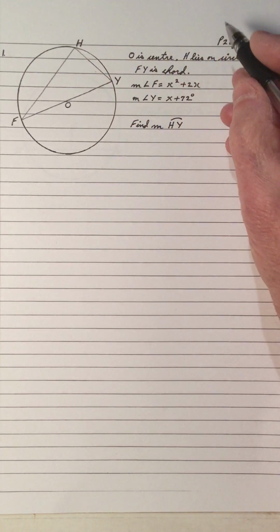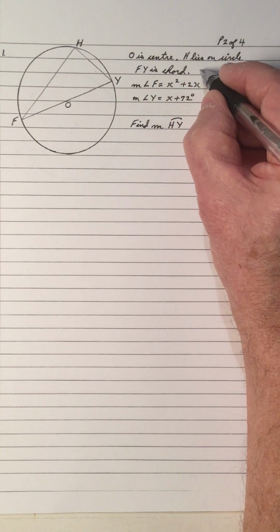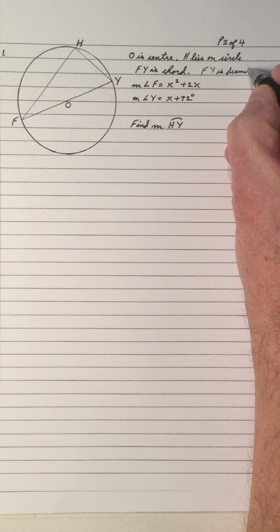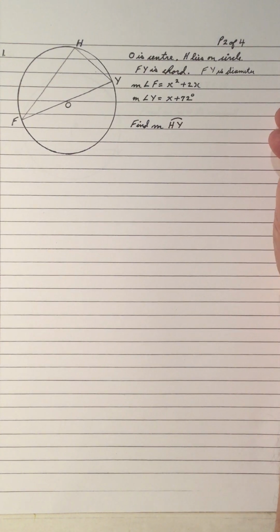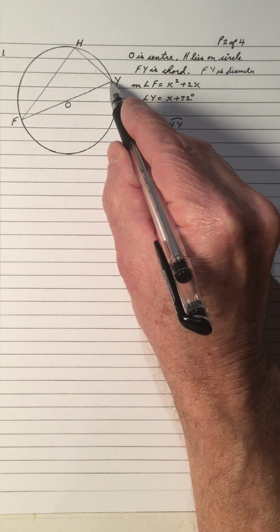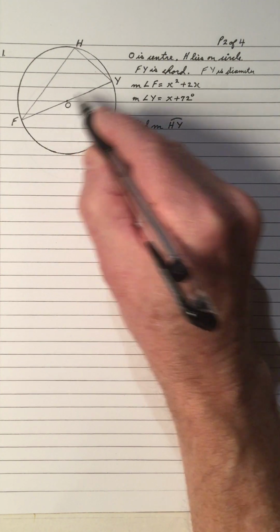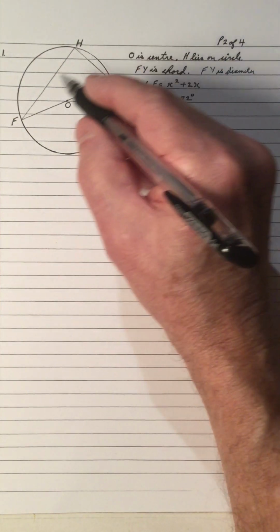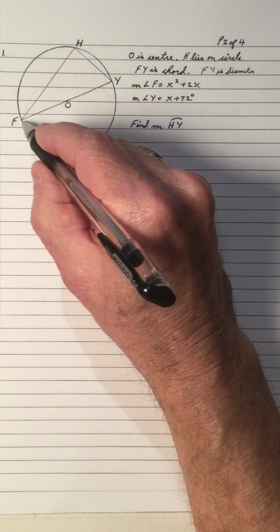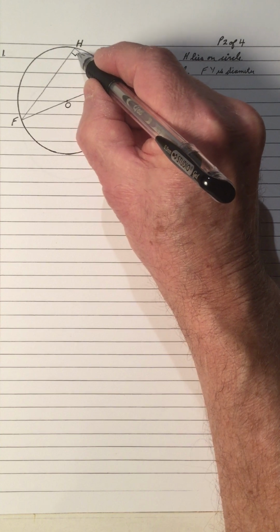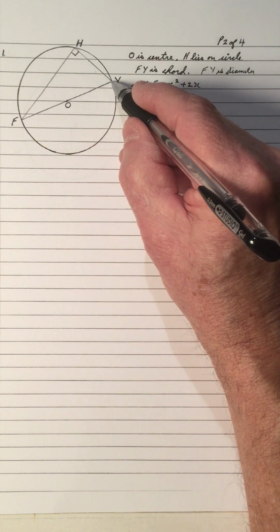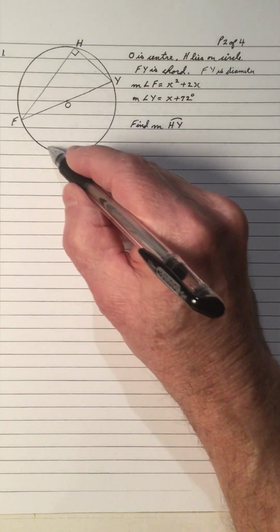Find the measure of this arc here. Well, the first thing is that FY is a diameter. A diameter is a chord drawn from one point of the circle to another, passing through the center. And as a result, this angle, FHY, is an inscribed angle subtended by the diameter. So that means that this angle right here is 90 degrees. And another reason is that because this is a diameter, this is a 180 degree arc.